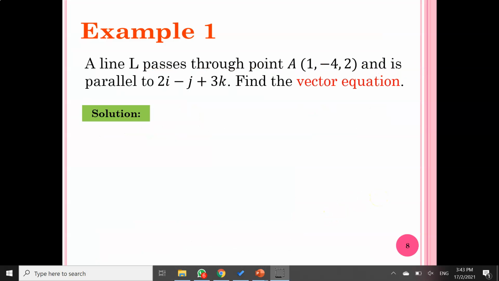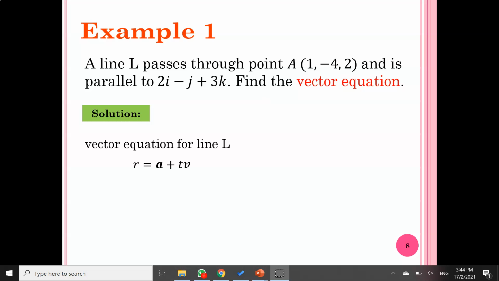Let's see the first example. A line L passes through the point (1, -4, 2) and is parallel to 2i minus j plus 3k. Now you need to find the vector equation for this one. So you are given a point over here, a, and this line is parallel to this. So how do you find the vector equation?